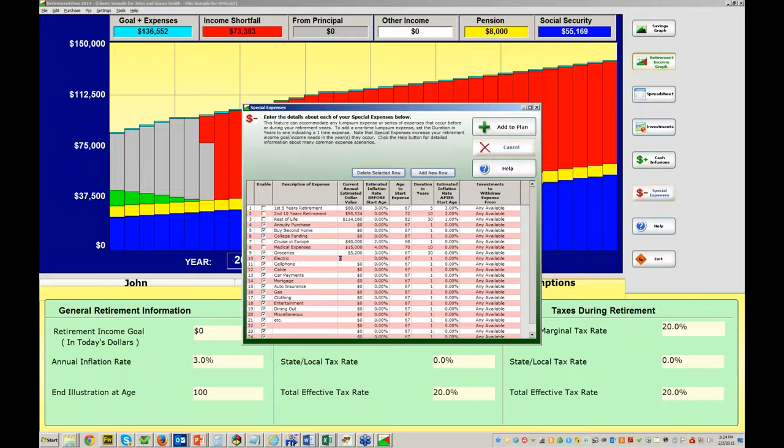Electric, it's $200 a month, so that's $2,400 a year. And again, I'm just making this up. So let's just pretend all of it's rest of their life items. So we put 30 all the way down.